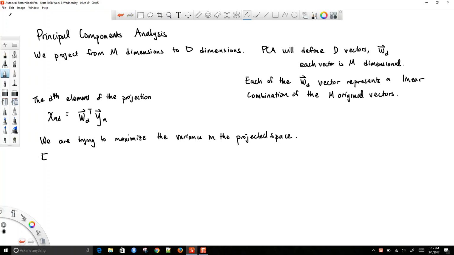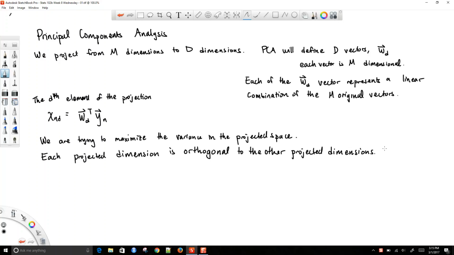We'll just say each projected dimension is orthogonal to the other projected dimensions. Orthogonal meaning that if we take the inner product between vector i and vector j, w_i and w_j, this is going to be equal to 0 for all i that is not equal to j.